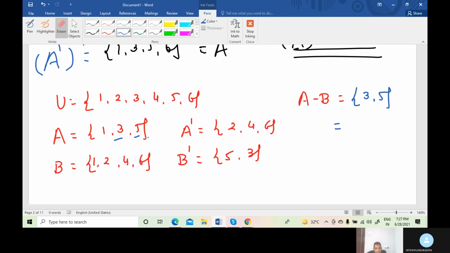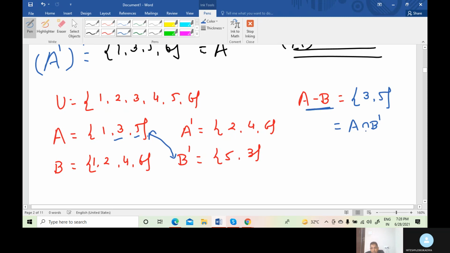Okay. Now second method. Take the intersection of these two sets. A intersection B dash. Which of the common elements are 5, 3? Yeah, 3, 5. So A minus B and A intersection B dash are always the same. Always the same. Clear, student?